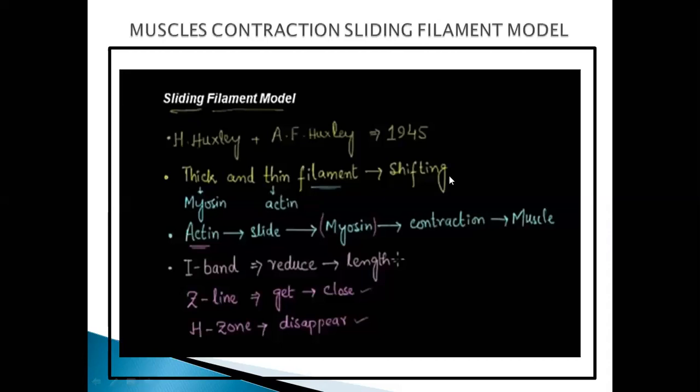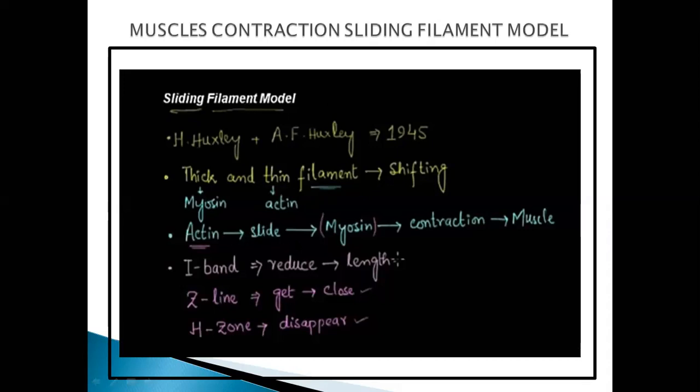The next is the sliding filament model. How can we say that the light band slides over the dark band? For this purpose, two scientists, H. Huxley and A. F. Huxley, in 1945, gave this sliding filament model. According to this model, the thick and thin filaments slide over each other. The thick filament is made up of myosin protein and the thin of actin protein, and they slide over each other. That's why we say it's a sliding filament model.